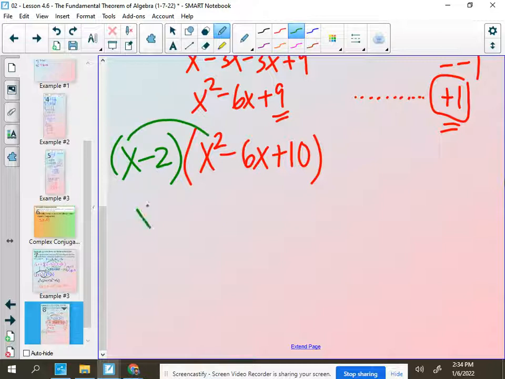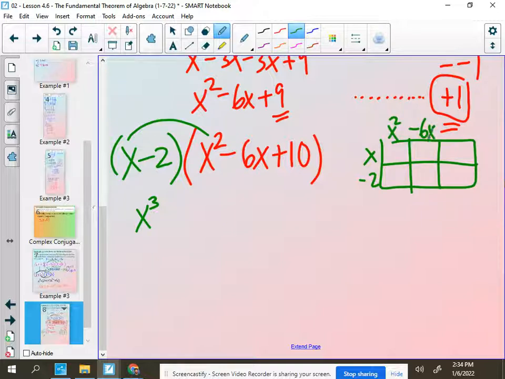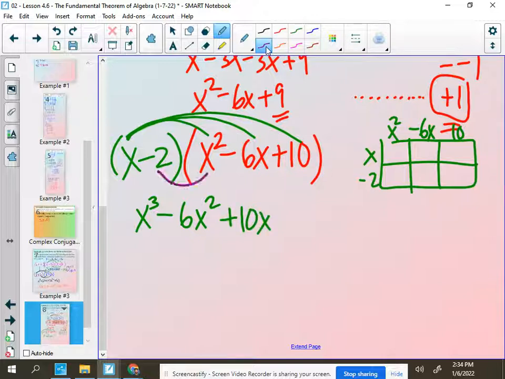X times x is x to the third. If you're a box person, where you're going to do it like this and multiply like that, you're absolutely welcome to. I'm not going to. That's not how I learned it. That's not how I do it. But if that's the situation we're in right now, basically. Let's see, negative 6x squared. We got 10x. Let's change colors here. Let's go negative 2x squared. Let's go positive 12x. And let's go negative 20.